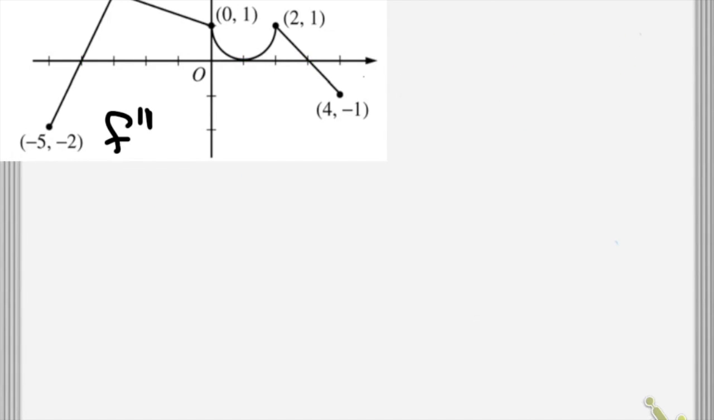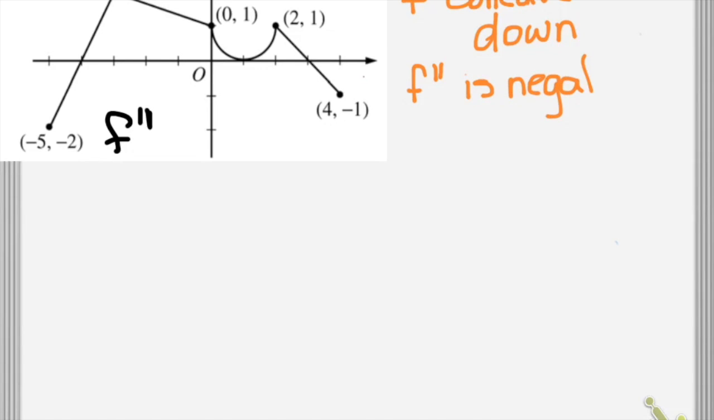Okay, so still the graph of f double prime. Now let's try to find where f is concave down. So f is going to be concave down when f double prime is negative. And remember, another way of saying negative is below the x-axis. So f is concave down whenever this graph is below the x-axis, which are on these intervals: -5 to -4 and 3 to 4.